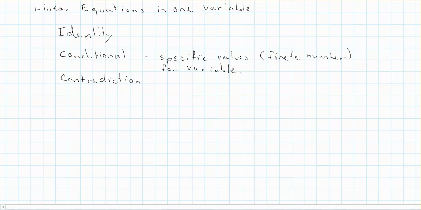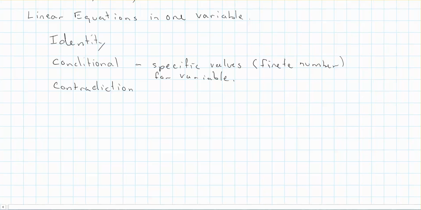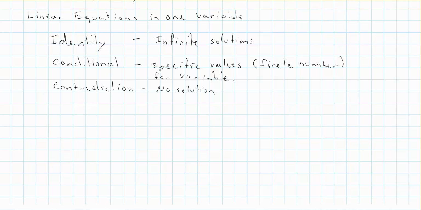Now, an identity means that the equation is basically equal to itself. This is where we have infinite solutions. There's an infinite number of answers. We'll give an example of how you can determine that when solving these. And a contradiction is when we have no solution. The equation itself contradicts, it's not possible. We'll look at an example of that as well.